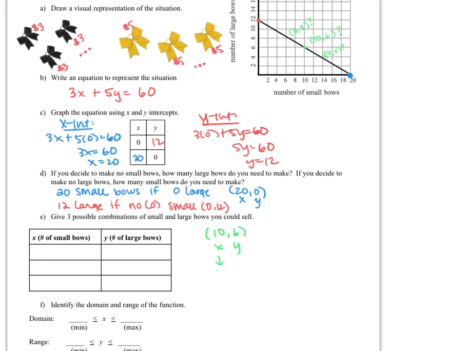So that means 10 small at $3 each, that would be $30. 5 large at $5 each, that would also be $30. And so that would add to 60. So yes, that's a combination, 10, 6.